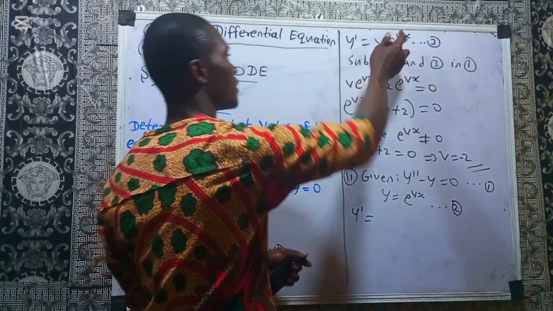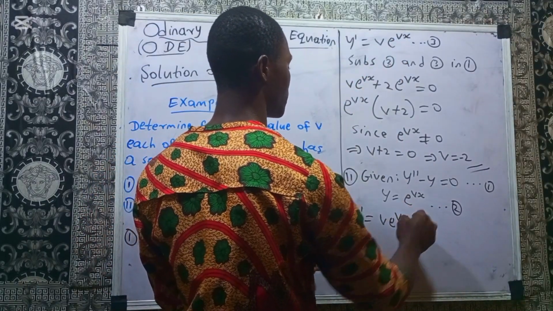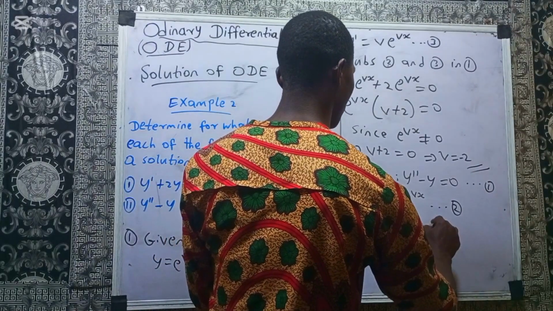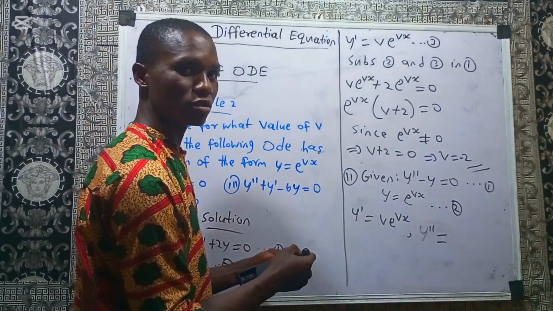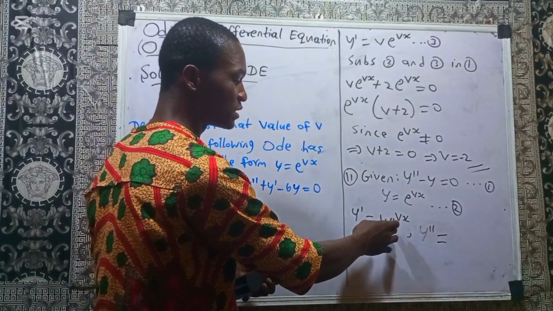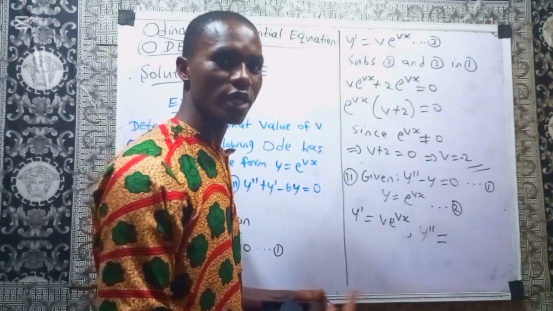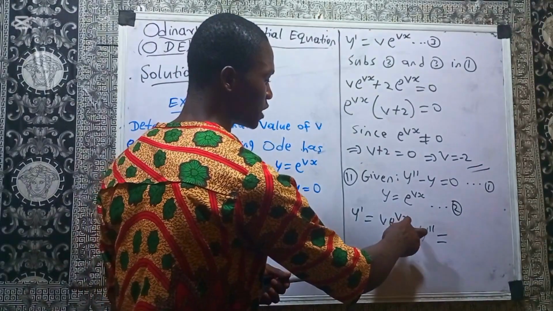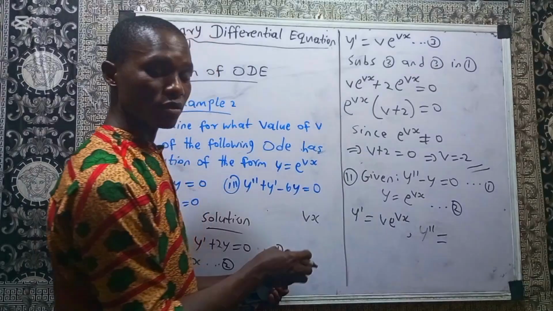See the first derivative here. It gave us v exponential vx, right? So what will be y prime prime? If you differentiate this again, what will you get? To differentiate this again, you will differentiate what? The exponential. Remember, you are differentiating with respect to x, right? If you differentiate what's on the exponent, if you differentiate vx, what will you get?